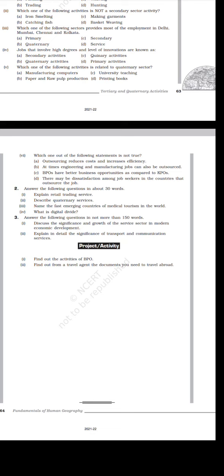Answer the following questions in not more than 150 words. Discuss the significance and growth of the service sector in modern economic development. Explain in detail the significance of transport and communication services. Project or activity. Find out the activities of BPO. Find out from the travel agent the documents you need to travel abroad.